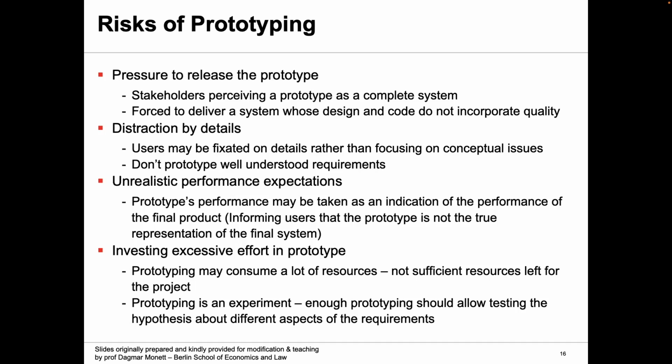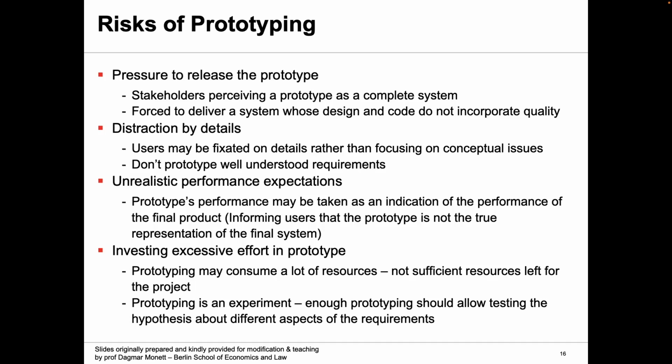And in your book, it mentions that one way that you can take this pressure off is by using paper prototypes rather than digital prototypes, or like a PowerPoint mockup. Okay. So that's one of the risks, pressure to release a prototype. So maybe your stakeholder forces you to deliver a system whose design and code do not incorporate quality as yet. So you have to save yourself off this pressure.